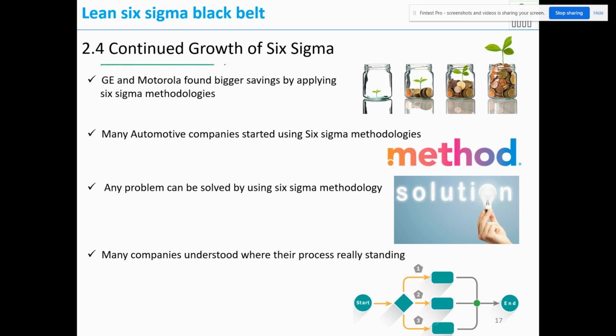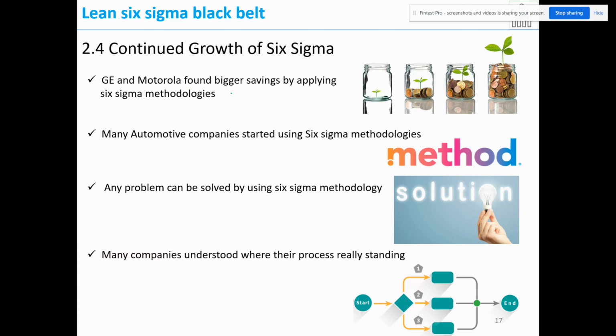Next, continuous growth of Six Sigma. What is the continuous growth of Six Sigma? General Electric and Motorola found bigger savings by applying Six Sigma methodologies. When they started analyzing the process in a deeper way, measuring in parts per million and defects per million opportunities, they found more and more losses when they measured the process statistically. Therefore they took those as opportunities to improve and found major savings for the company.